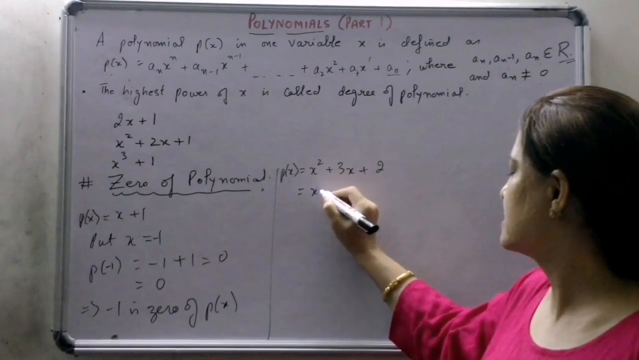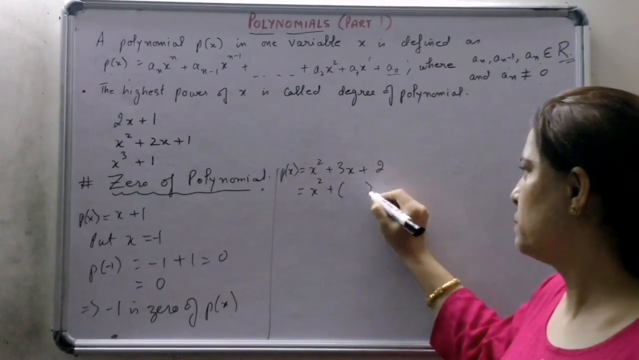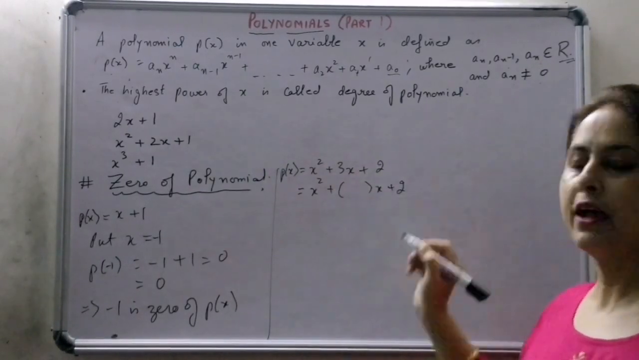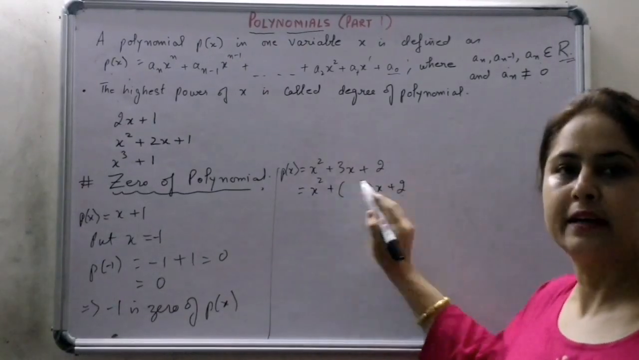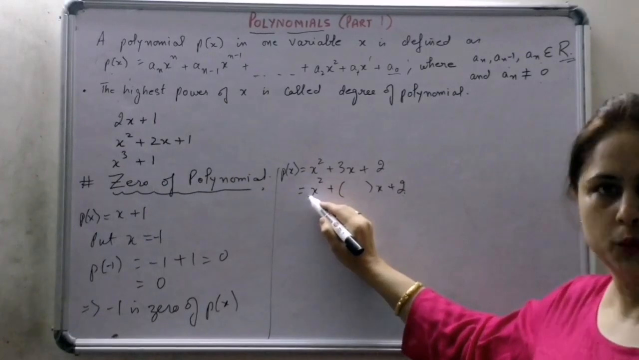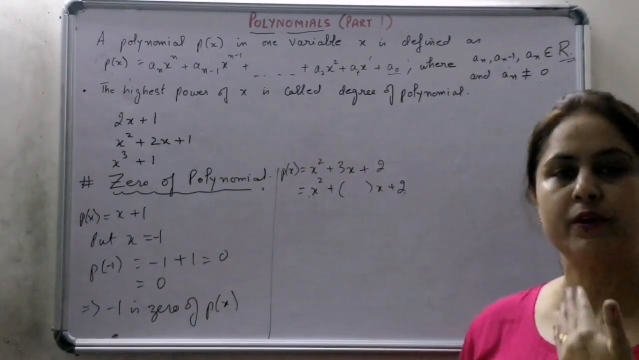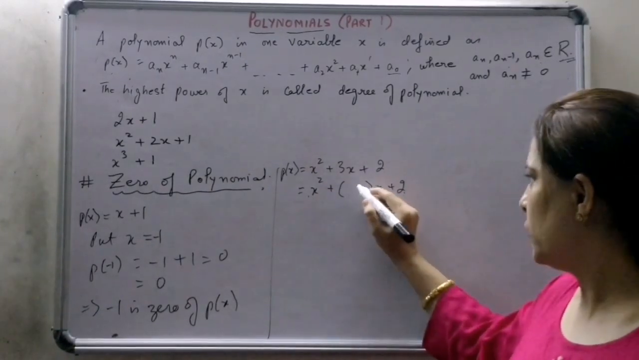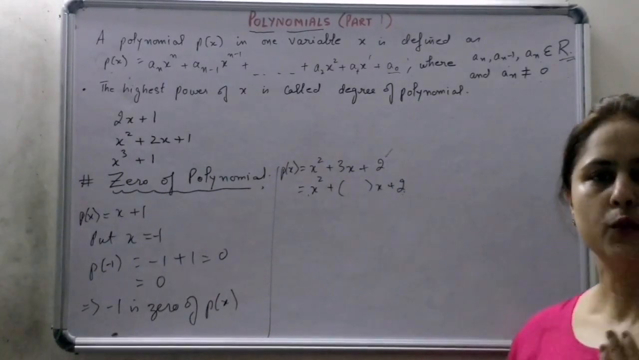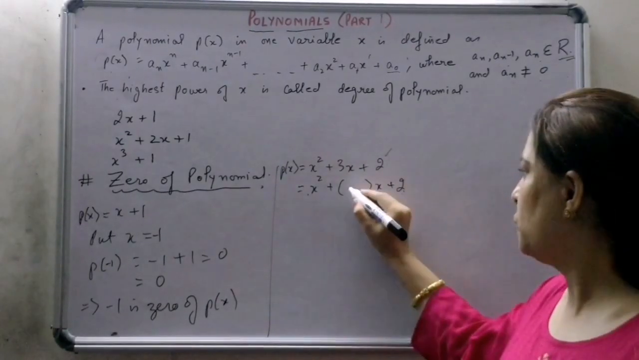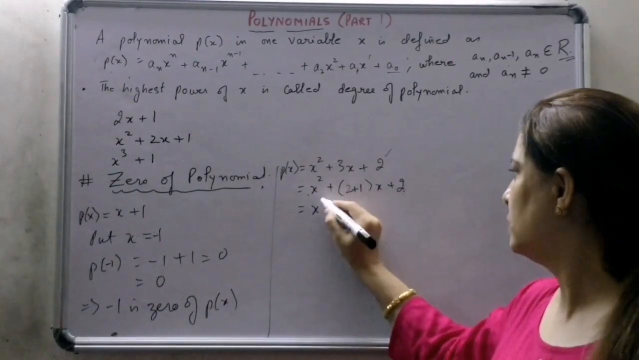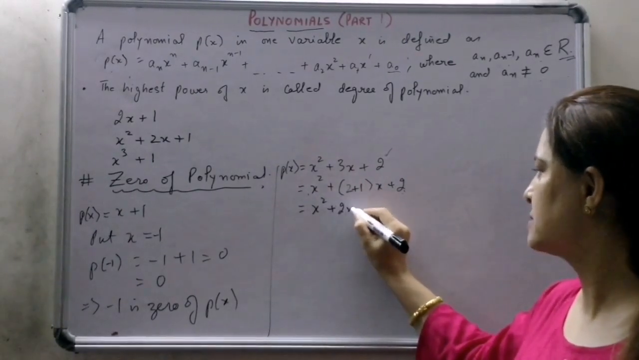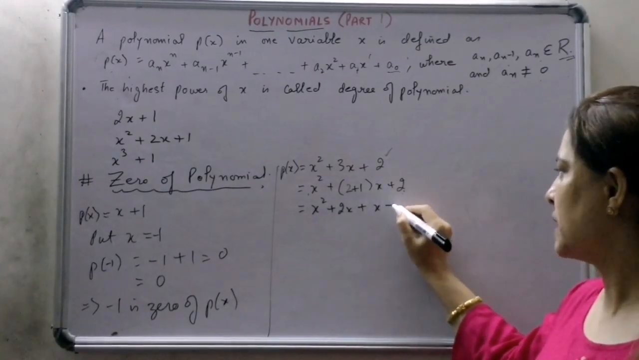This is x squared plus 3x plus 2. And now we have to look for 2 factors so that when we multiply them, we get 2 into 1, that is 2, and when we add them, we should get 3. Now we know very clearly that factors of 2 can only be 2 and 1, and 2 plus 1 will give us 3. Now let's open up this bracket. We get x squared plus 2x plus 1x plus 2.